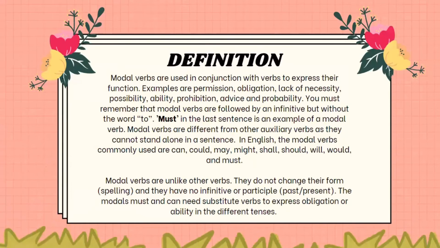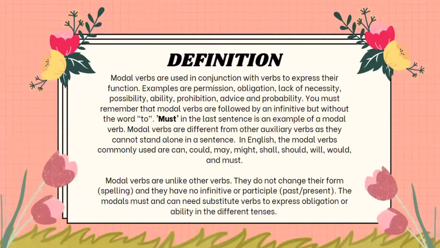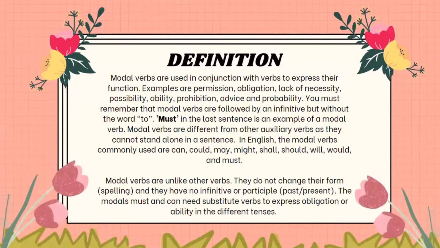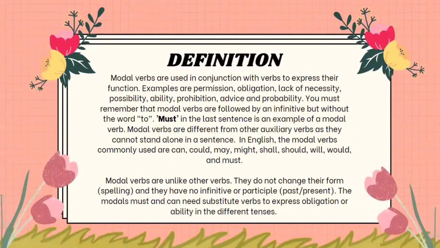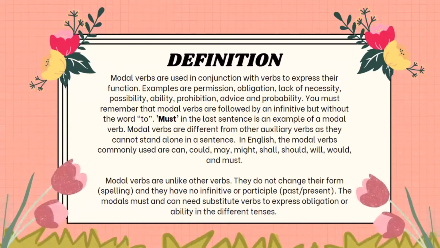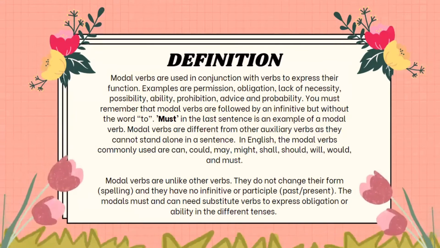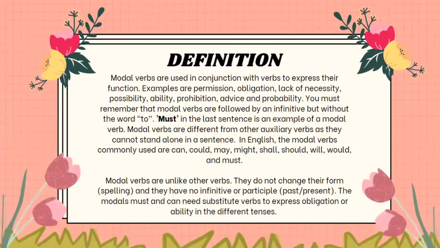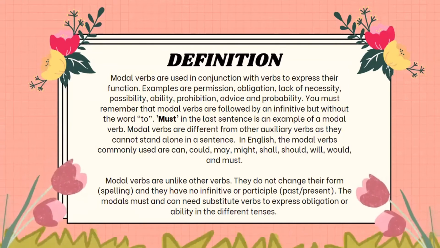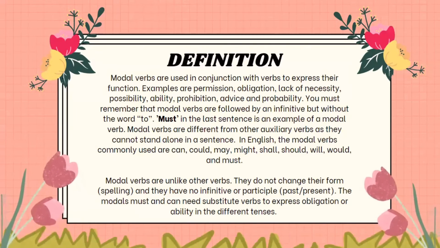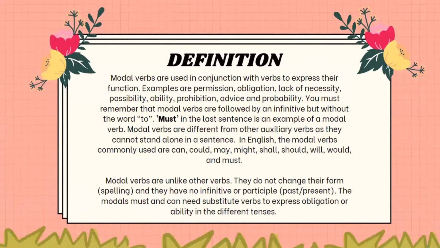Okay, so the definition of modal verbs is that modal verbs are used in conjunction with verbs to express their function. Examples are permission, obligation, lack of necessity, possibility, ability, prohibition, advice, and probability. You must remember that modal verbs are followed by an infinitive but without the word to. Must in the last sentence is an example of a modal verb.